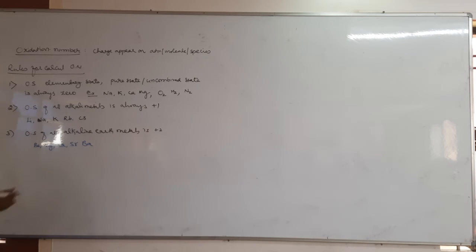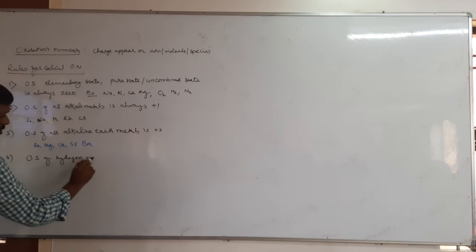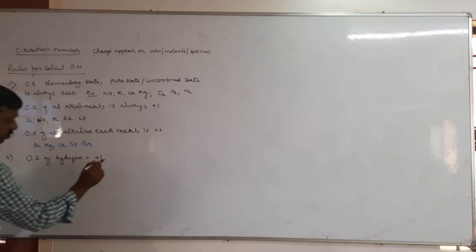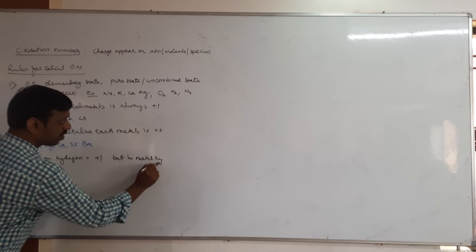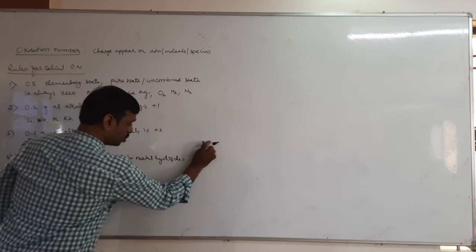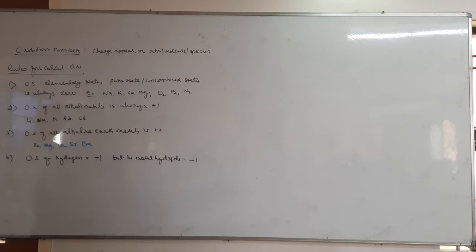Next, the 4th one: oxidation state of hydrogen is generally +1. The oxidation state of hydrogen is generally +1, but in case of metal hydride, important, in metal hydride it is -1. So only in metal hydride it is -1, otherwise hydrogen has always +1.